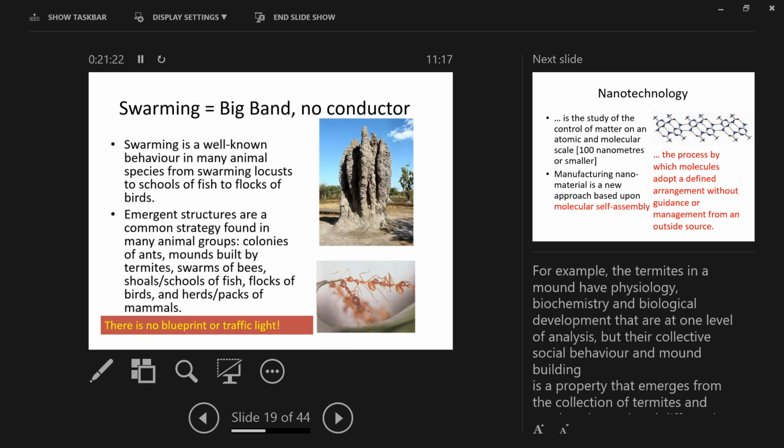Colonies of ants, termite castles built by termites where we travel on the roadsides, swarms of bees, shoals, schools of fish, flocks of birds, and packs of mammals. Again, there is no blueprint, there are no traffic lights, there are no conductors, there are no leaders, but we see beautiful, self-organized, emergent behavior. To understand these, we try to understand the holistic system, not by separating them out.